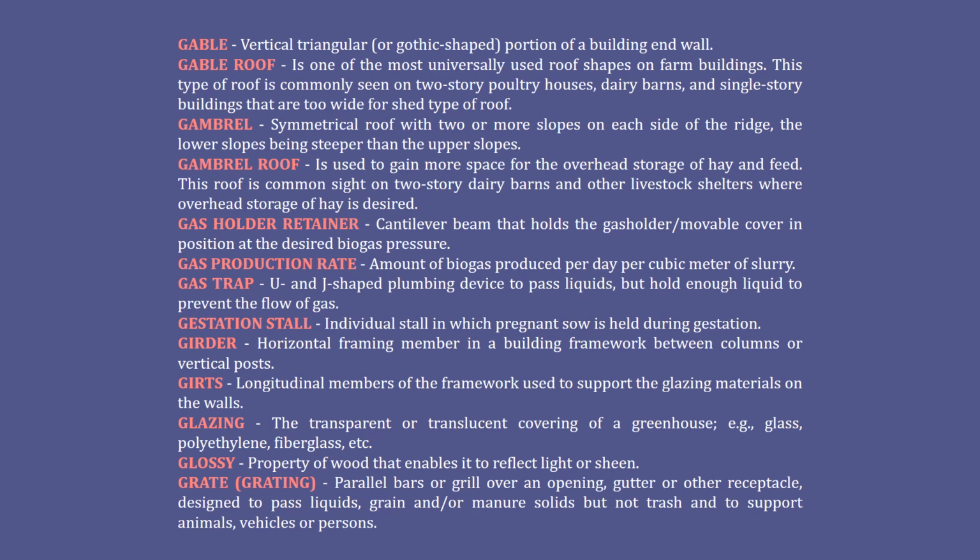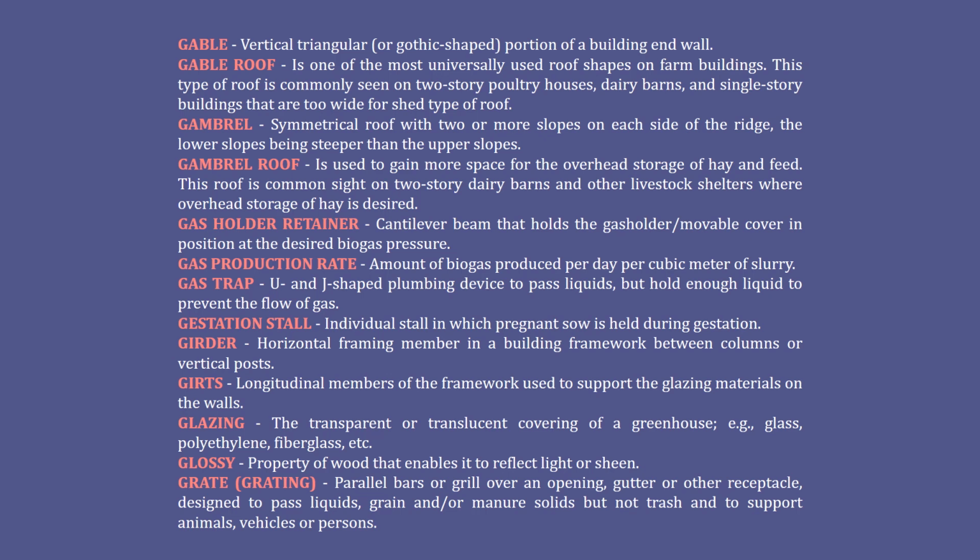Girder: horizontal framing member in a building framework between columns or vertical posts. Girts: longitudinal members of the framework used to support the glazing materials on the walls. Glazing: the transparent or translucent covering of a greenhouse, that is glass, polyethylene, fiberglass, etc. Glossy: property of wood that enables it to reflect light or sheen. Grate, grating: parallel bars or grill over an opening.